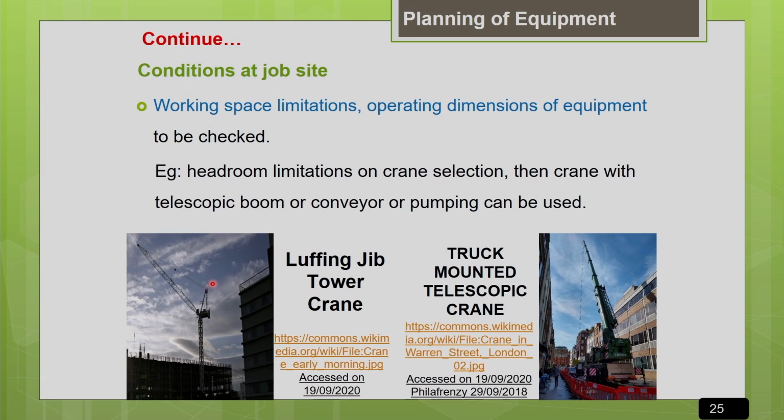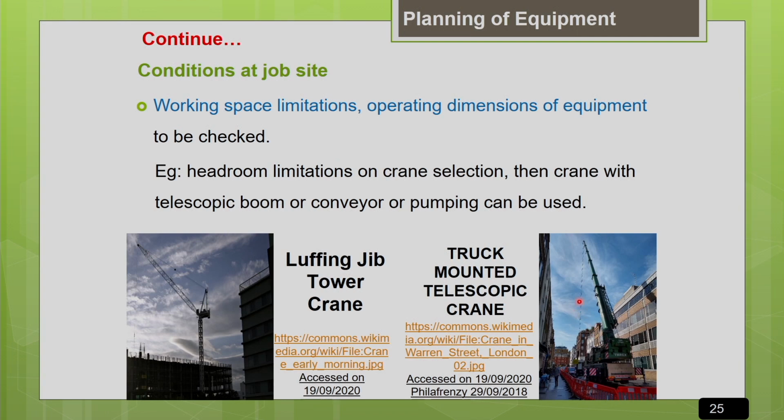So in congested sites, you have to go for this kind of luffing jib crane. You can change the angle of the jib of your crane according to your requirement. This is one advantage when working in a congested site where there is a working space constraint. Similarly, I can go for a telescopic crane. We will be discussing different types of cranes, their characteristic features, and productivity estimation of cranes in the upcoming lectures. This is just an introduction on how to select the machine with respect to working space limitation.